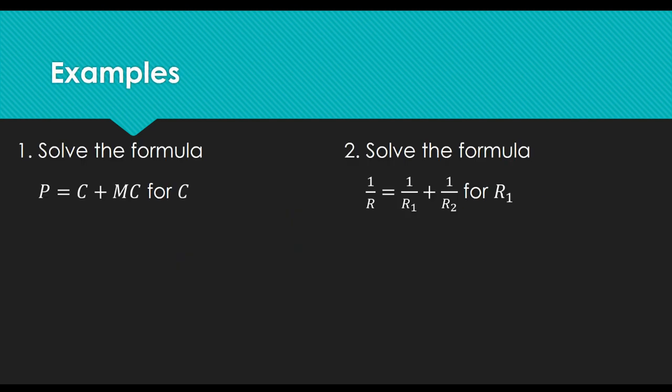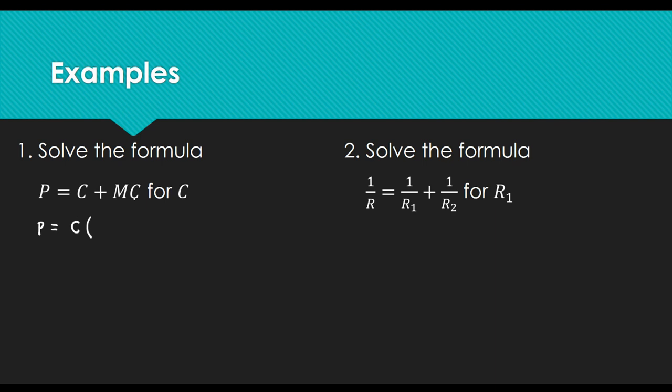All right, so it says solve the formula P equals C plus MC, and we want to solve for C. The nice thing about this is that we have C's on the same side already, so we didn't have to do anything to move them to the same side. Like it stated, after they're on the same side, I'm going to factor it out. They have a C in common.